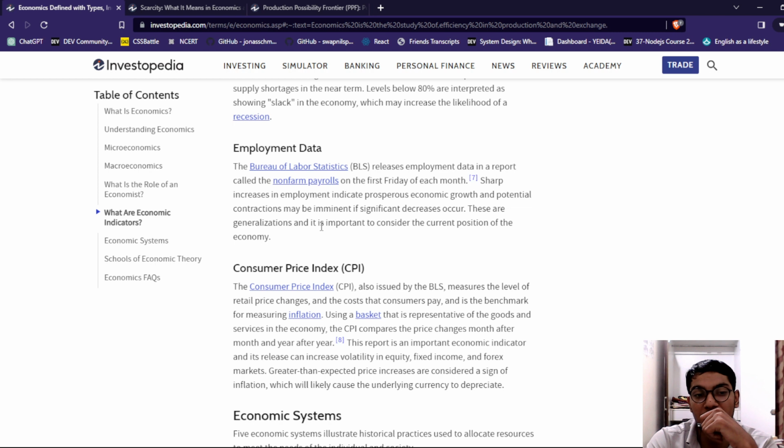For employment data, the Bureau of Labor Statistics releases a report called non-farm payrolls on the first Friday of each month.